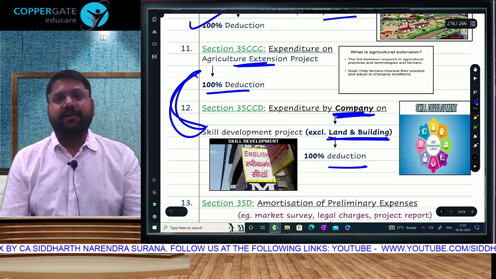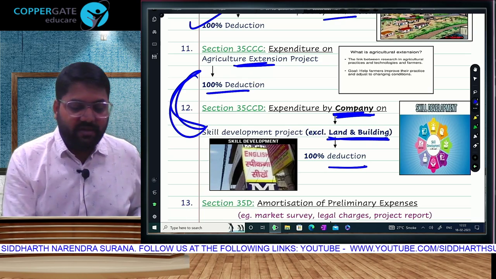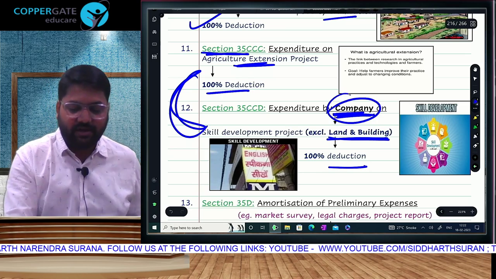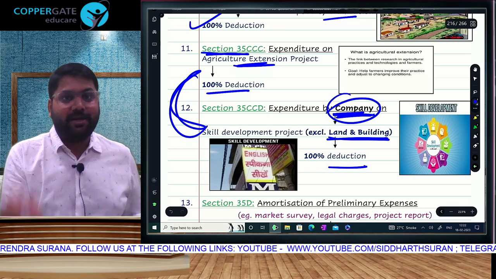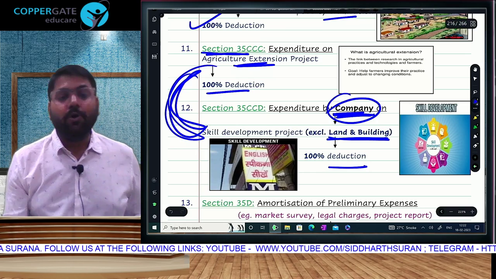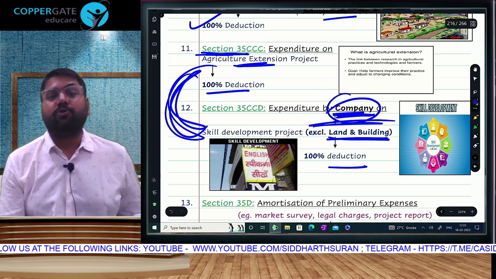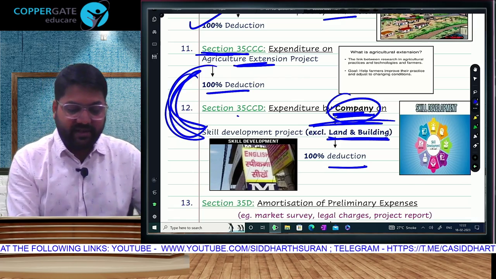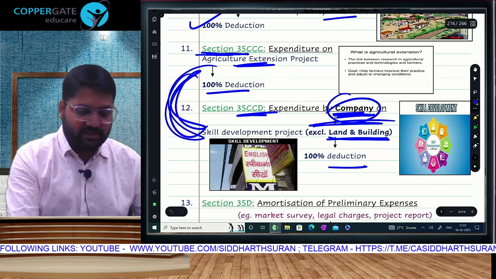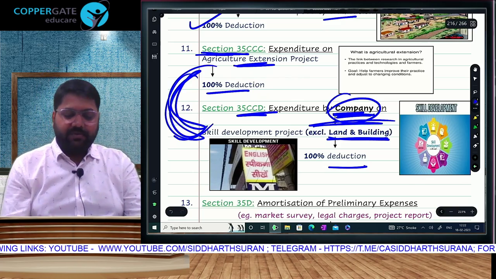These two are not allowed in the new regime. But in 115BAC they are only mentioning this, because this is not applicable only. In 115BAA and 115BAB they are mentioning both, because this is applicable only to a company. So be careful. 35CCC is available to all assessees in the old regime. 35CCD is available only to a company in the old regime. In the new regime they are both not going to be available.